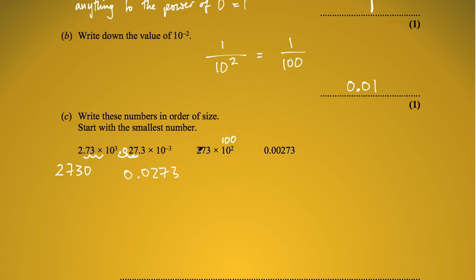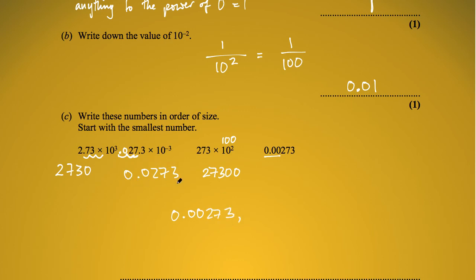Remember that 10 squared is 100. So timesing it by 10 would be adding a 0 on the end. Timesing it by 100 adds 2 zeros on the end. And then we've just got this number here, which is very small. So we're starting with the smallest. This has the most zeros in the front. So 0.00273.